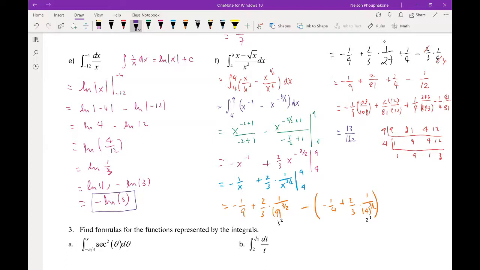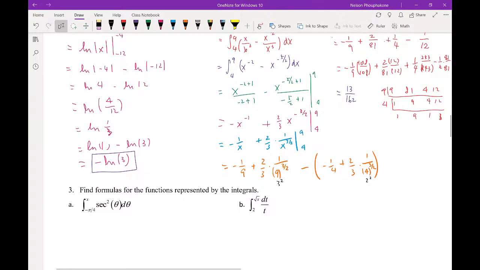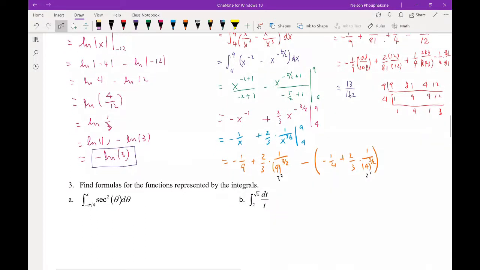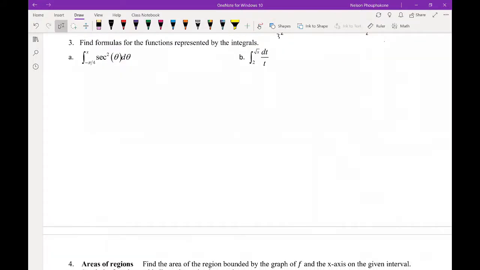Okay. So up to this point, maybe we could just use a calculator. Okay. Just long. Okay. Then now let us look at the next problem.